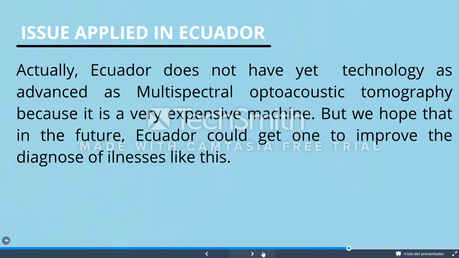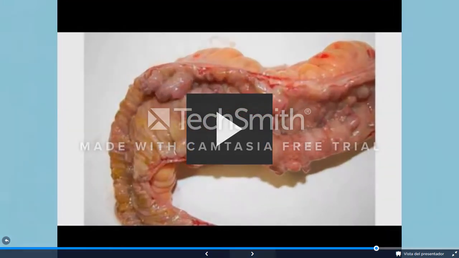Issue applying in Ecuador. Actually, Ecuador does not yet have technology as advanced as multispectral optoacoustic tomography because it is a very expensive machine. But we hope that in the future, Ecuador could help to improve the diagnosis of illnesses like this.